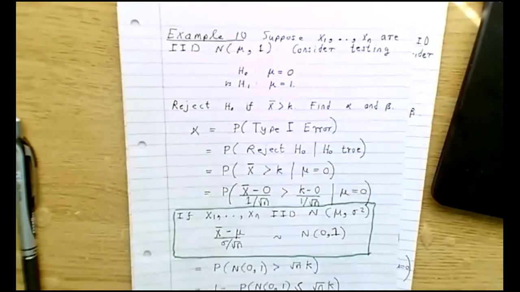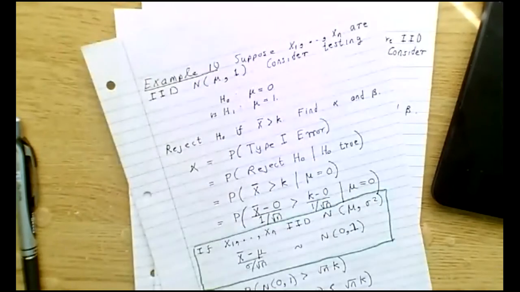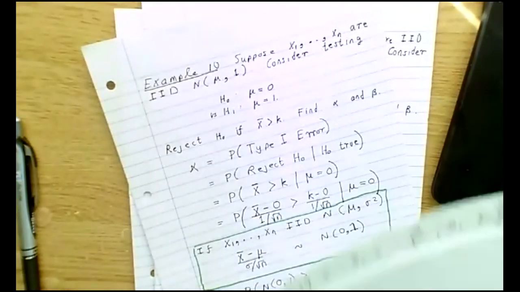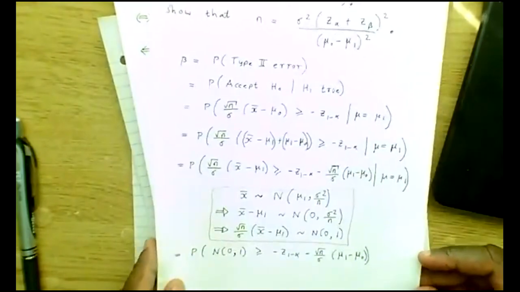John, there's an error on example 9. Let me check, John, just a minute. Can you stay online? Which one is example 9? Oh yeah, I got example 9 here. Can you tell me where the error is, John? Are you there, John?